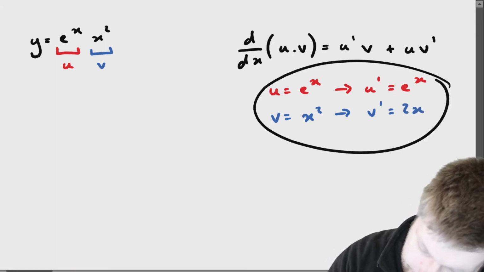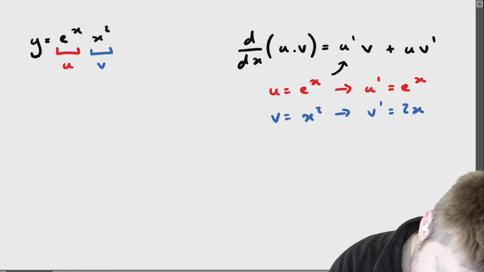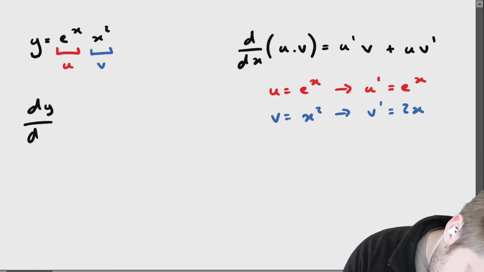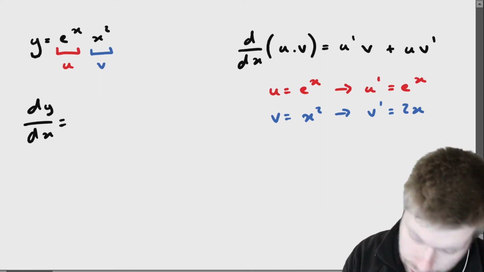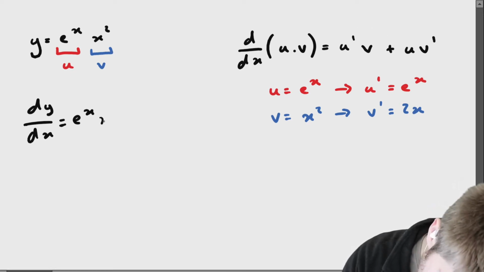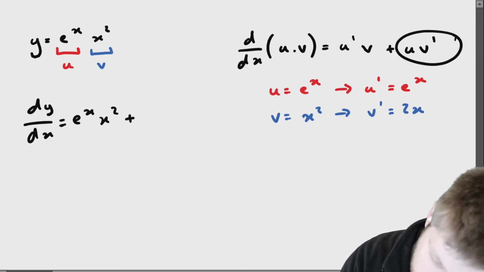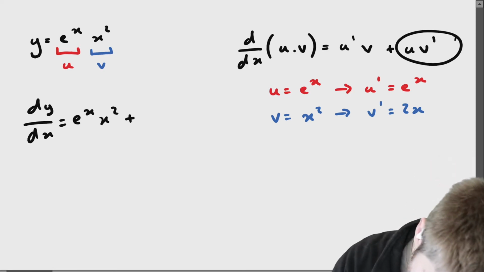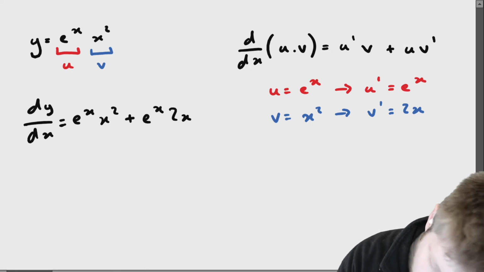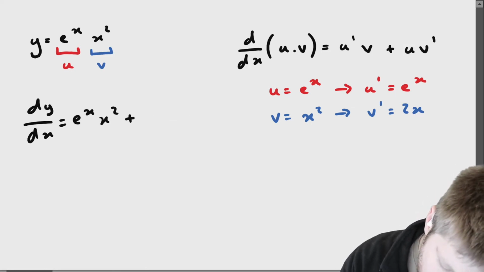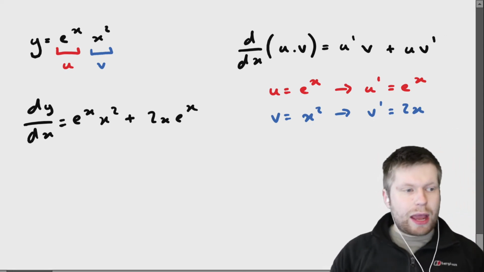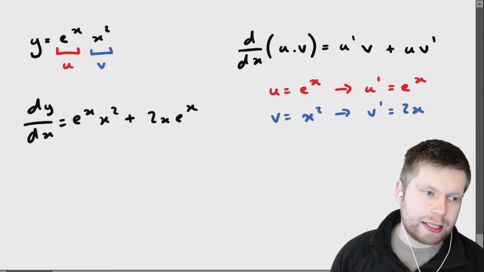So now if I put this into my rule, that effectively means dy by dx should be equal to, well, the derivative of u is e to the power of x, multiplied by v, which is just x squared, plus u times the derivative of v. Well, u is e to the power of x, derivative of v is 2x. So I could write this slightly differently, as 2x e to the power of x rather than the other way round, it doesn't really matter, but that there would be the derivative of my function. Nice and easy.